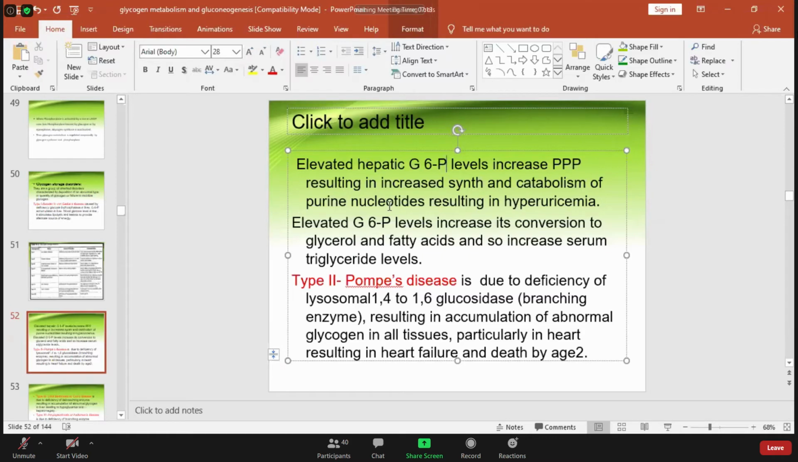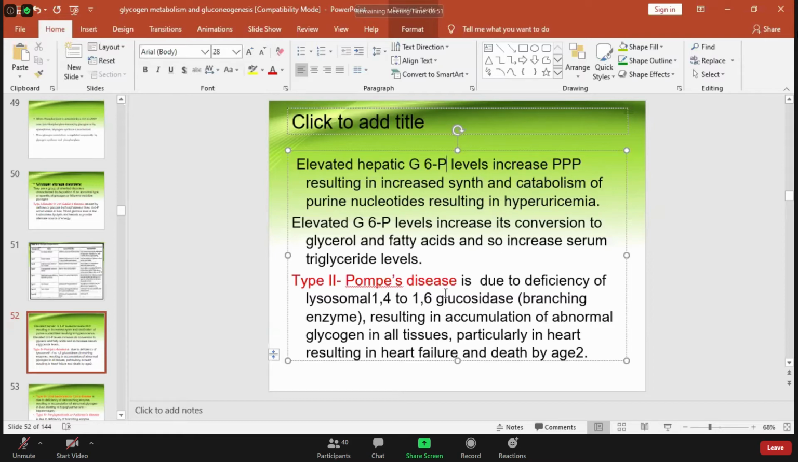So purine nucleotide catabolism leads to uric acid production. So there is increased purine nucleotides, increased catabolism, so hyperuricemia. Elevated glucose 6-phosphate levels also increase its conversion to glycerol and fatty acids, and so increase serum triglyceride.